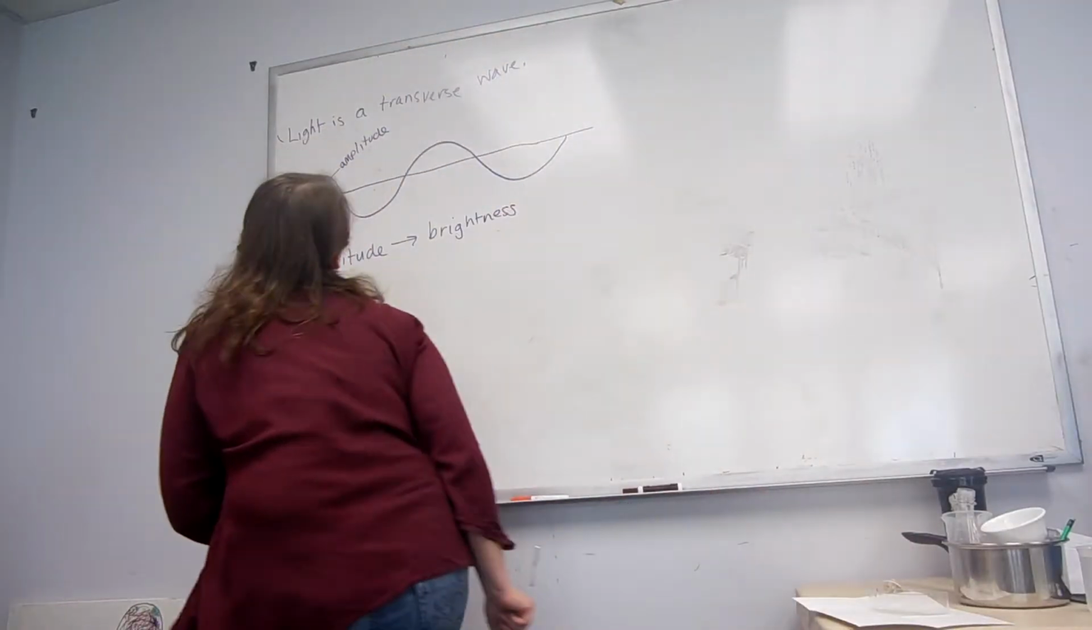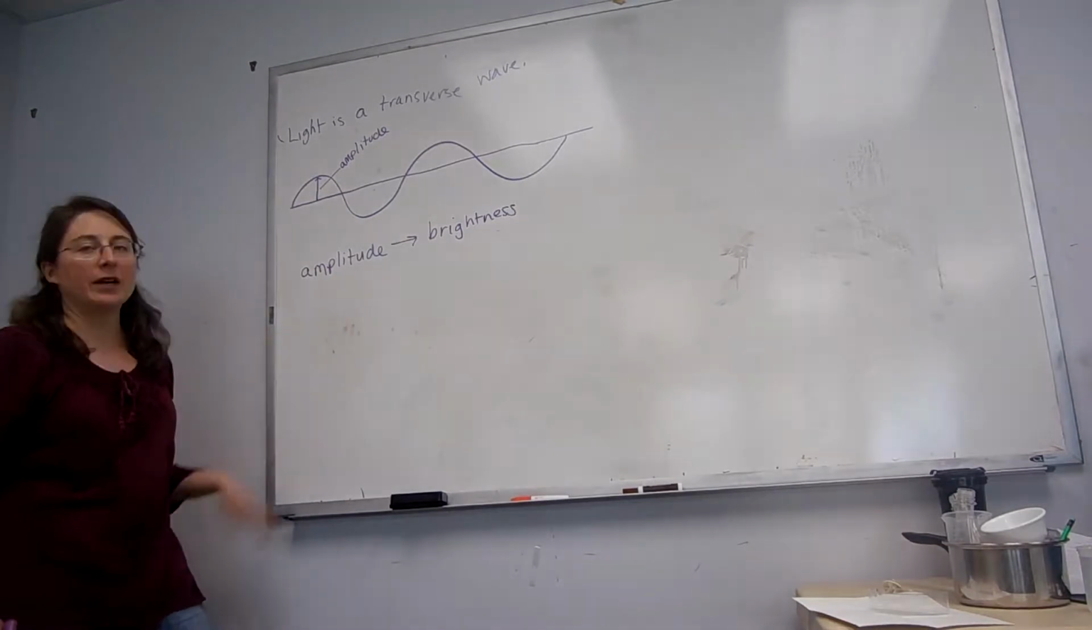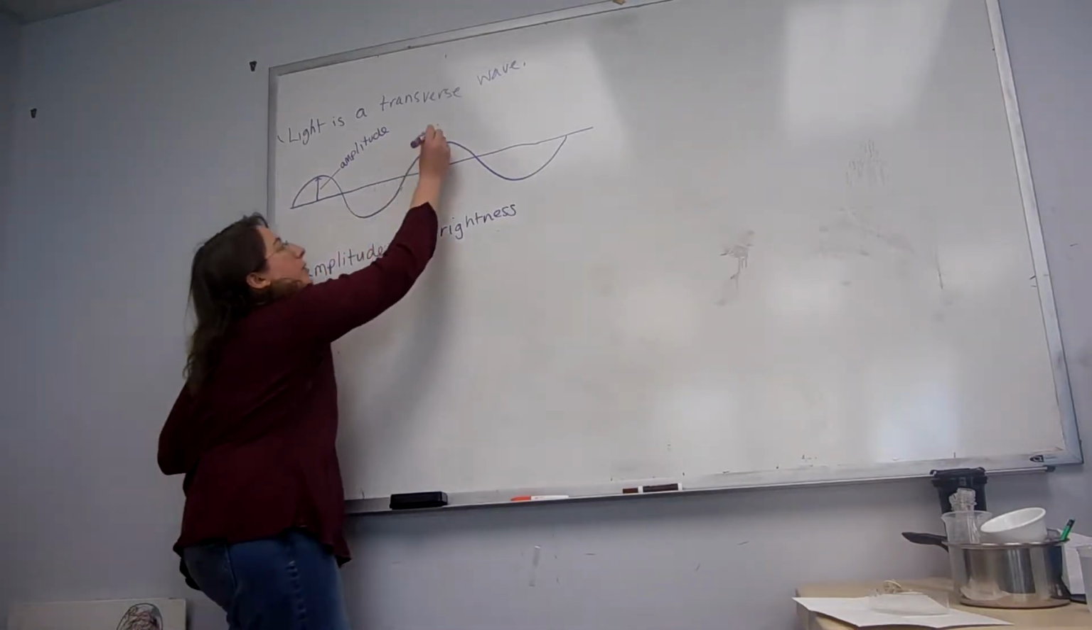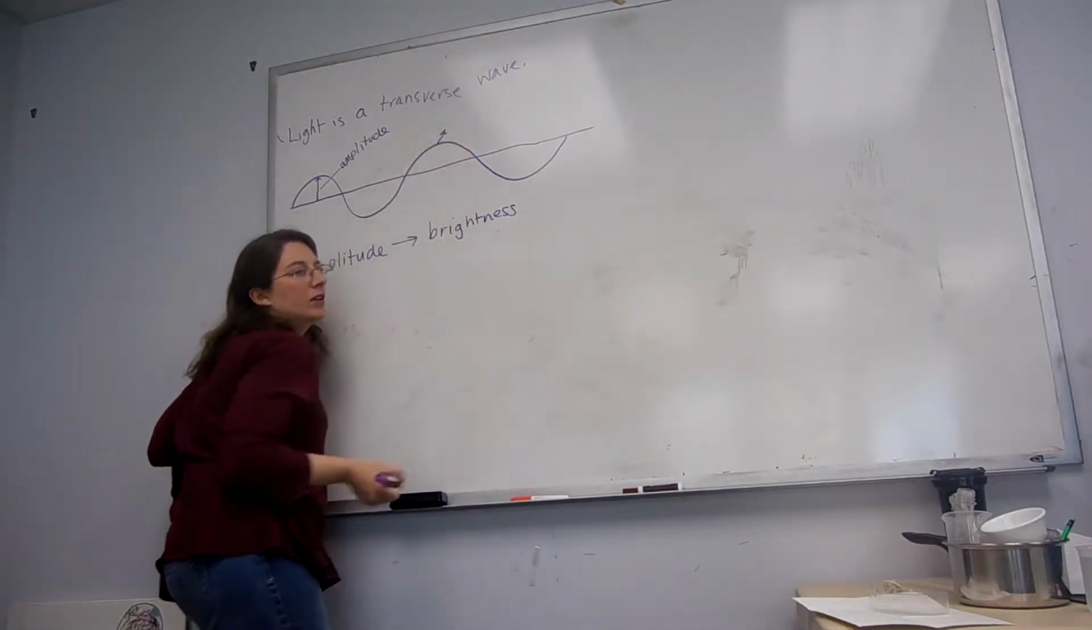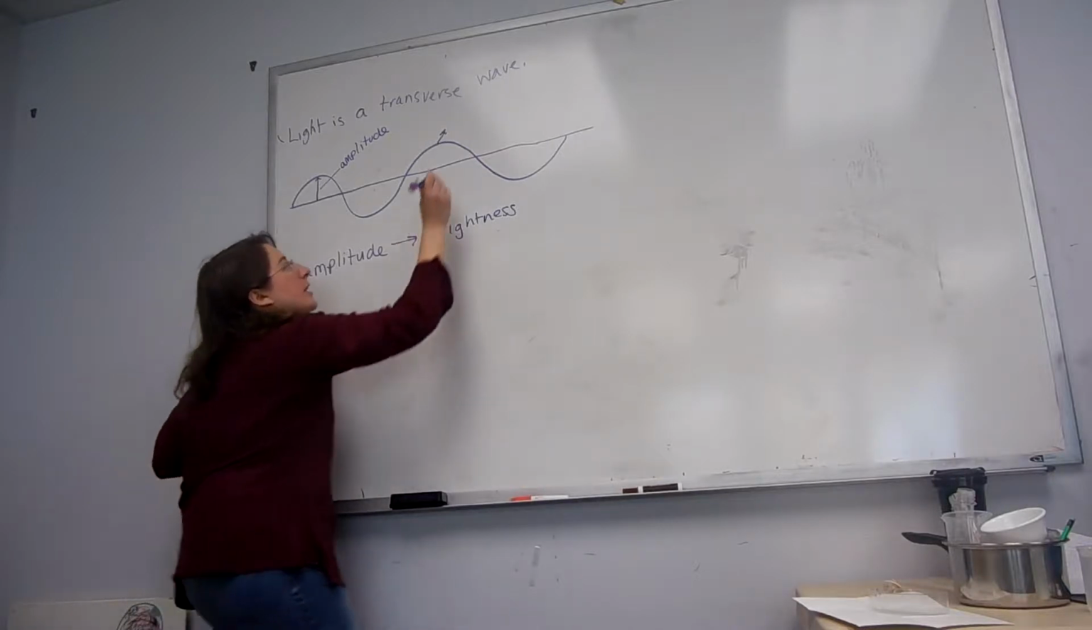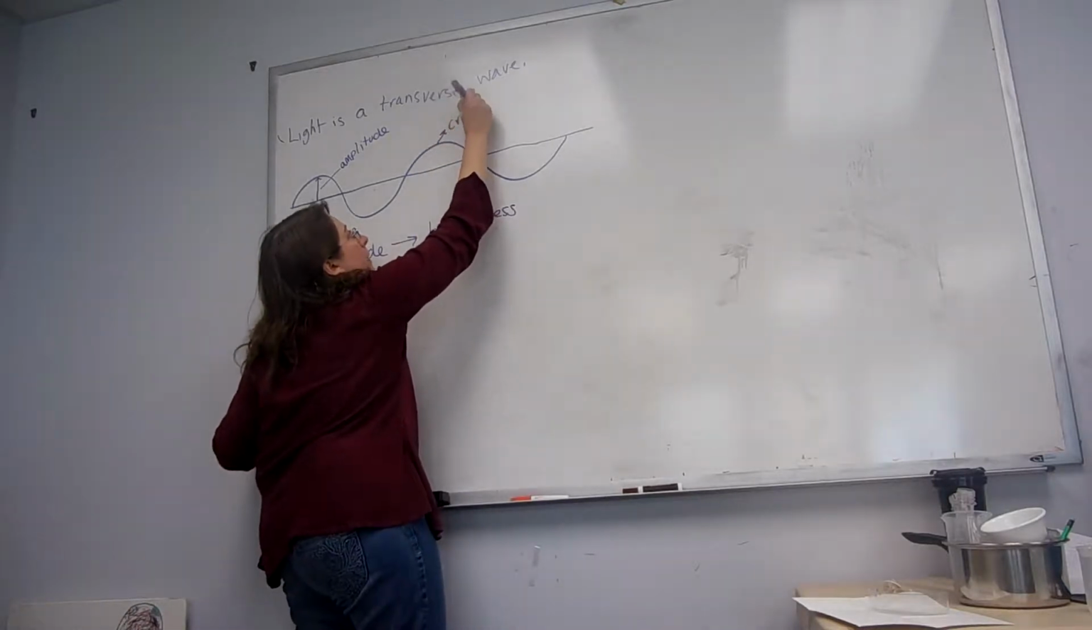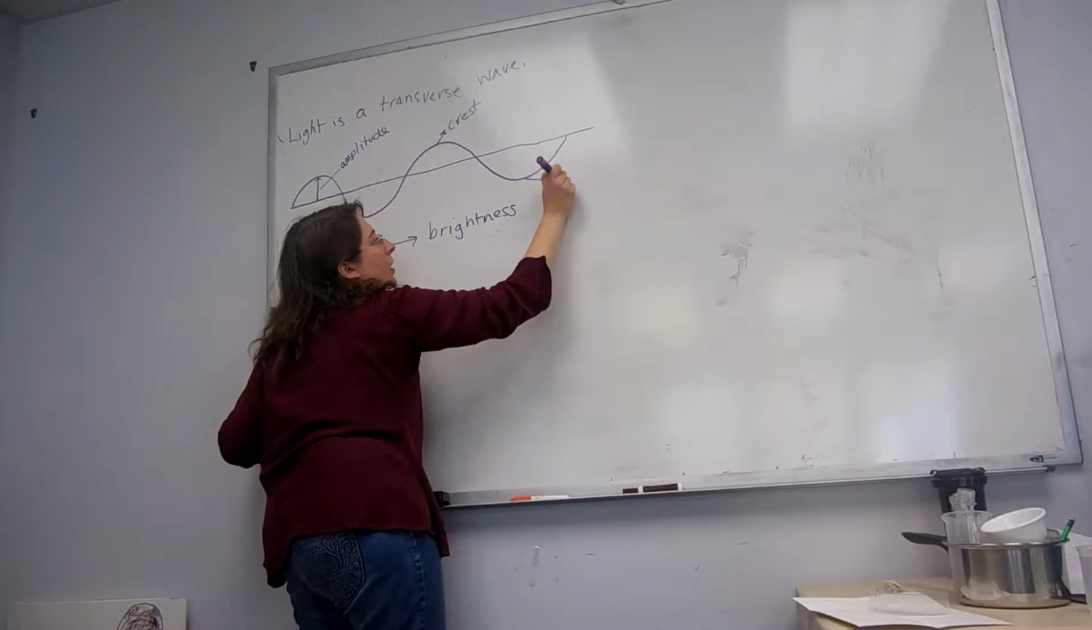Light is like a transverse wave. Larger amplitude gives us larger brightness. The top of a transverse wave is called the crest, and the bottom is called the trough.